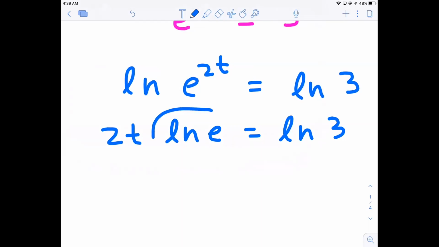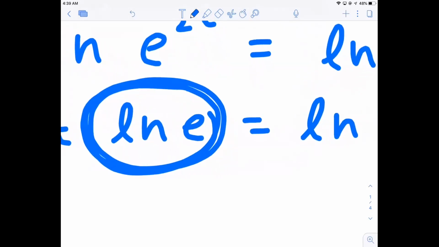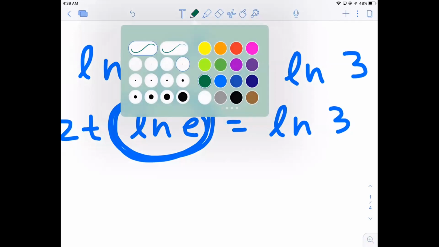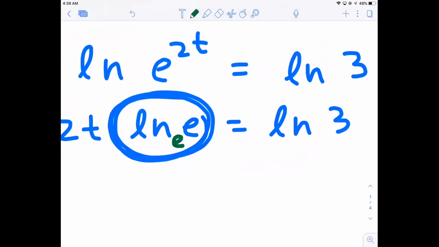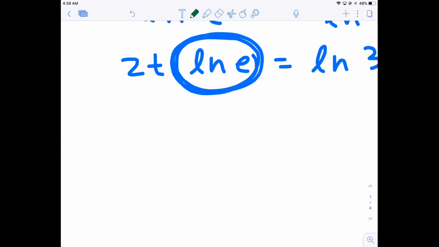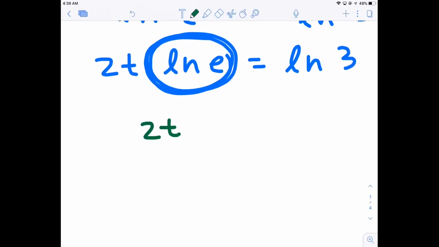Well, what is ln of e equal to? If you're not sure, type it into your calculator, but we should know this. Remember the base here is really e, it's log base e, so it's saying e to the what power is equal to e. And we know e to the first power is equal to e. So this simply becomes 2t times 1. The natural log of e is 1.